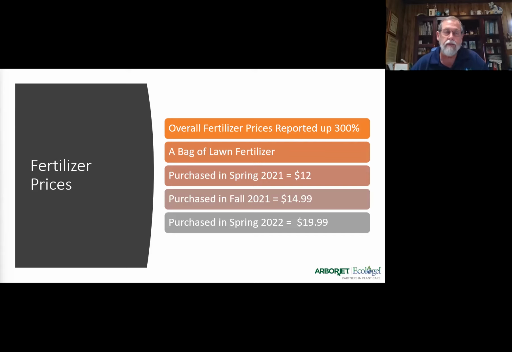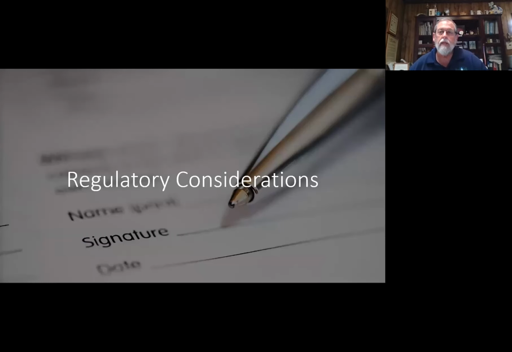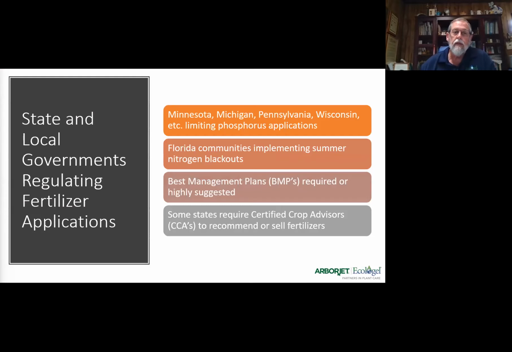A couple dollars a bag adds up very quickly, so we want to get the most out of that fertilizer bag. Now, on the regulatory side, fertilizer efficiency is being regulated quite regularly in many states. We look at states like Minnesota, Michigan, Pennsylvania, Wisconsin are all limiting phosphorus applications, with the exception of maybe establishing new plants or new turf. Phosphorus is banned in most turf maintenance in several of these states.